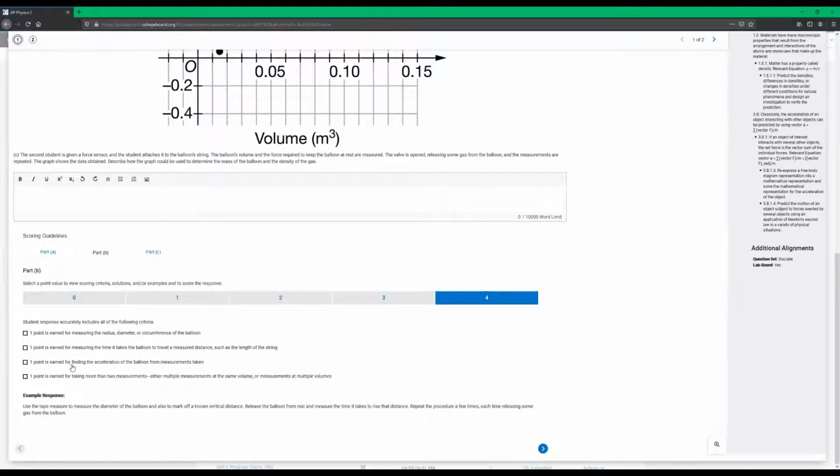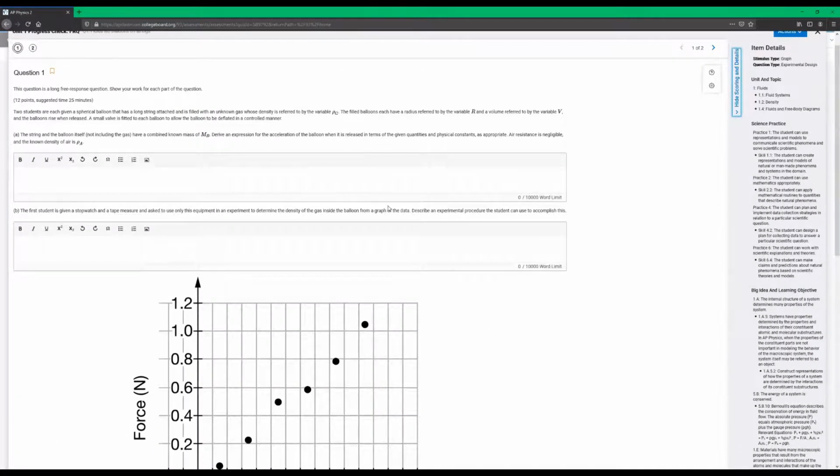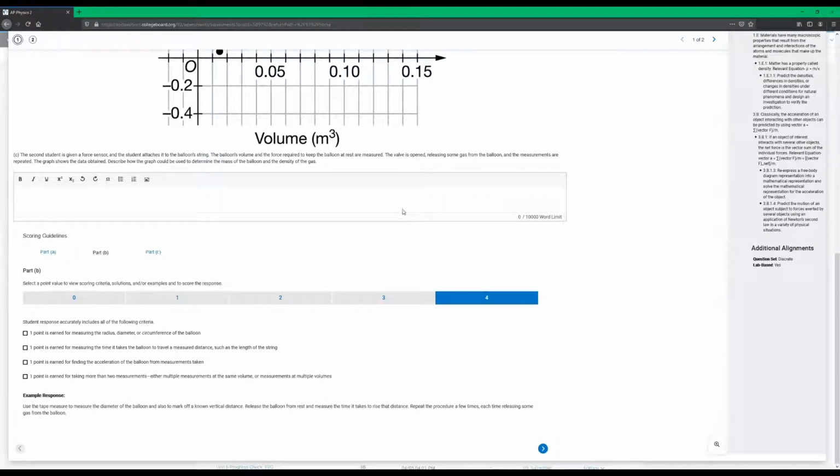One point is earned for finding the acceleration of the balloon from the measurements taken. Oh, my bad, I did not do this part. I forgot to include that. We have the displacement, we have the time, but I forgot to mention that we should get the acceleration. So I missed a point there, because we do need that acceleration from our equation to be able to backwards solve for the density. And one point is earned for taking more than two measurements, either multiple measurements of the same volume or multiple measurements at multiple volumes.